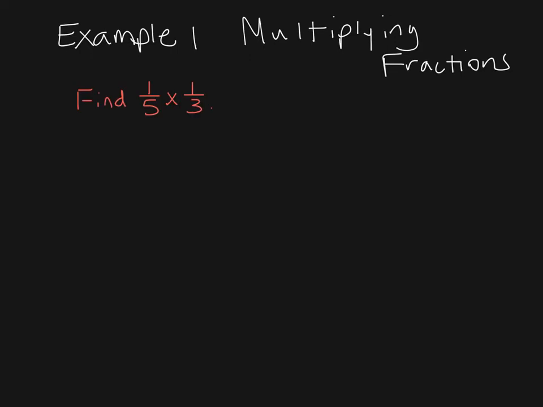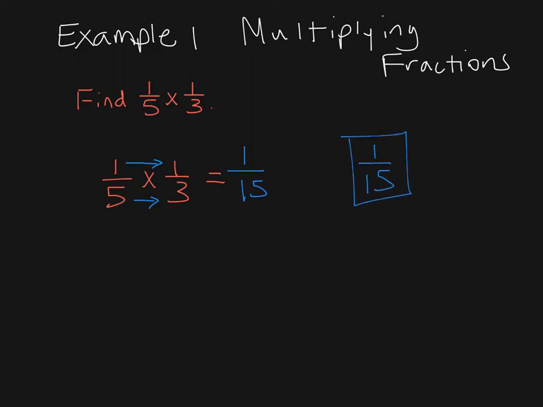Example 1, multiplying fractions. Directions for something like this would look just like that. Find 1/5 times 1/3. So you just simply write it out like this. And I just like to go straight across and show you that 1 times 1 equals 1. And going straight across again, 5 times 3 equals 15. So my answer would be 1/15. Pretty simple.